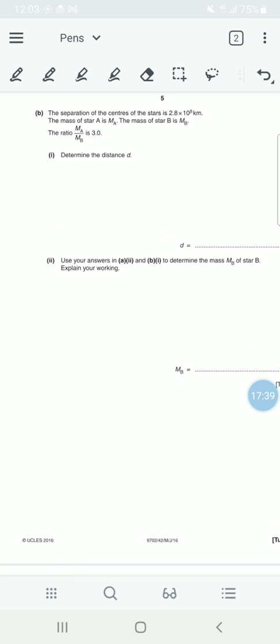Use your answers in A2 and B1 to determine the mass MB of star B. Explain your working. So now, in the earlier answer, you have to make sure that the MA over MB ratio is 3. They have given that, so you have to use it. Okay. Then G MA MB is the relationship here.